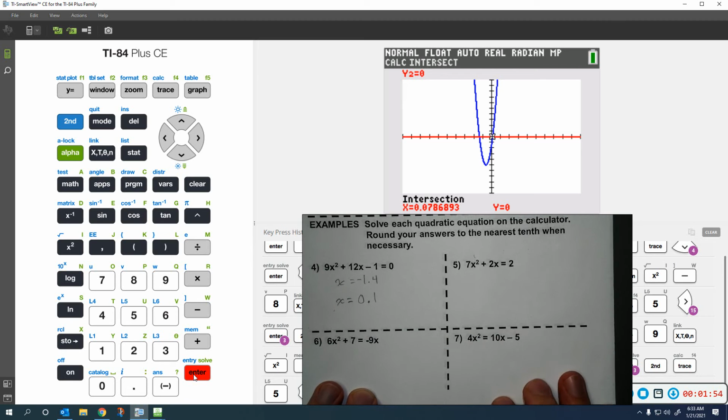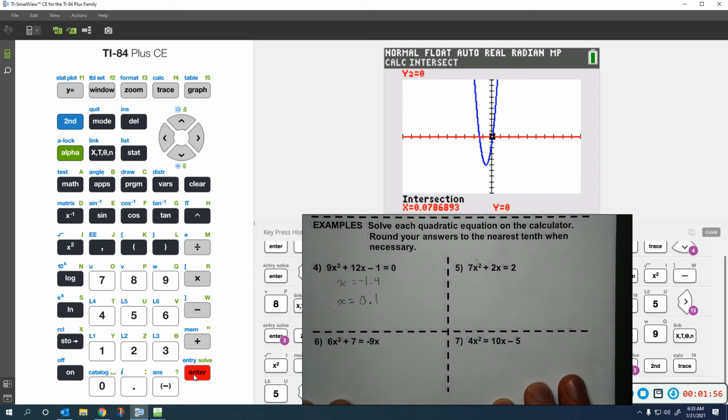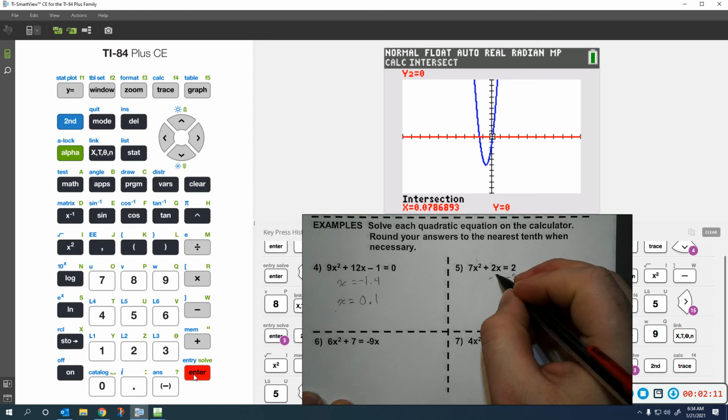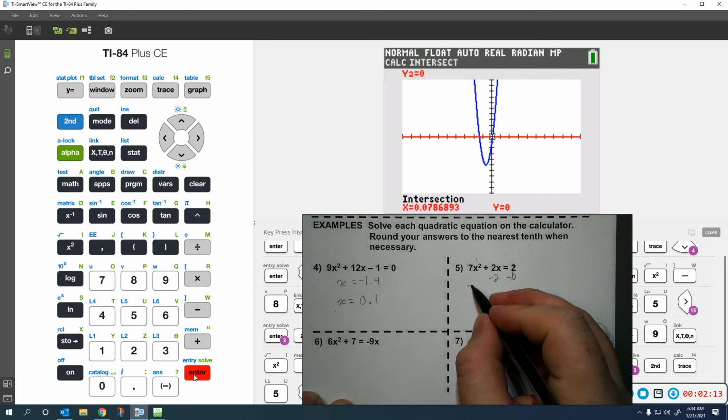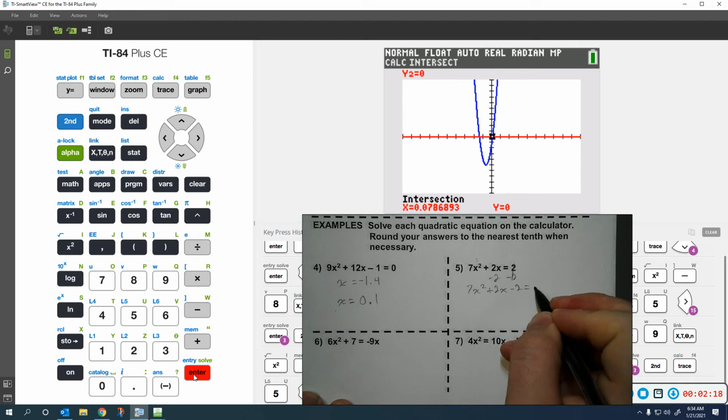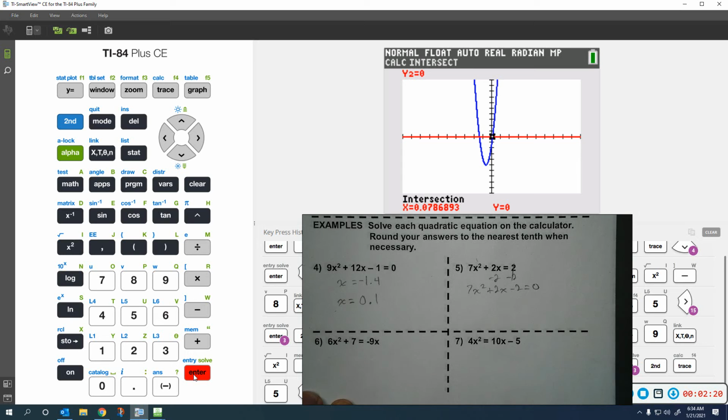And that's it. All it asked us was to find the solutions, so you're just finding where they cross the x-axis. Now, let's look at number 5. Is this in standard form? No, it's not, because it doesn't say equals 0, so we've got to move this 2 over here. So the first step is subtract 2. Boom. Now that side's 0. We get 7x squared plus 2x minus 2 equals 0.